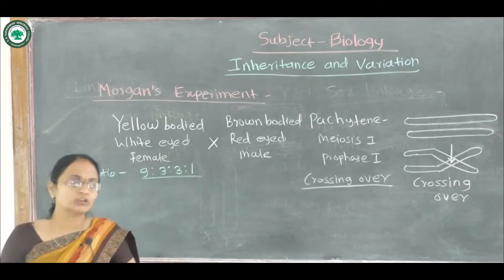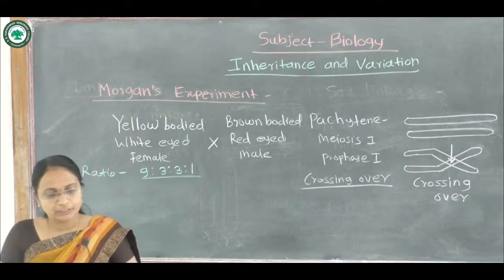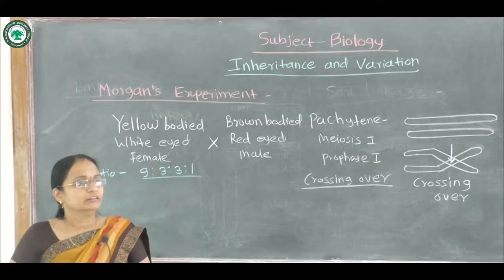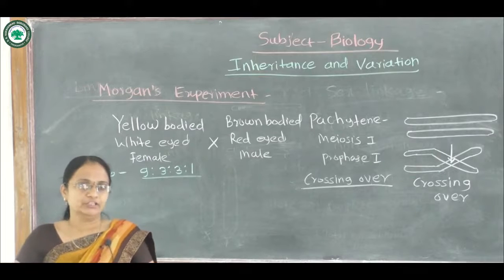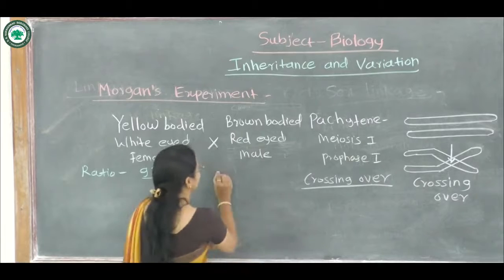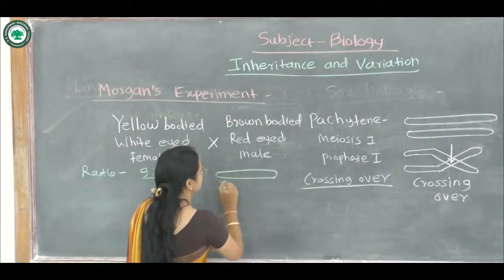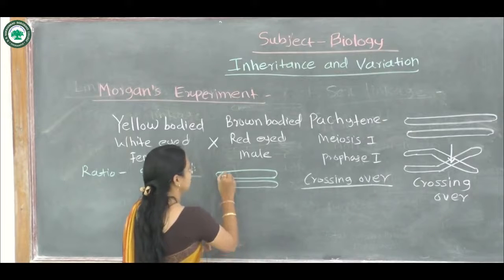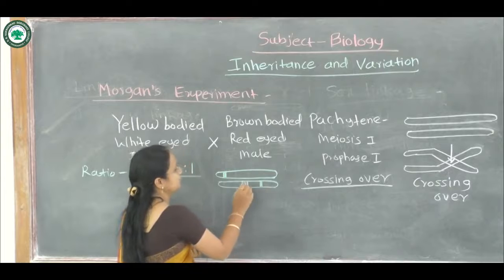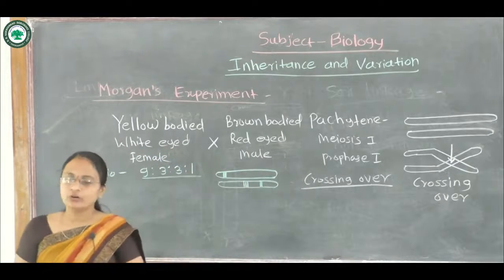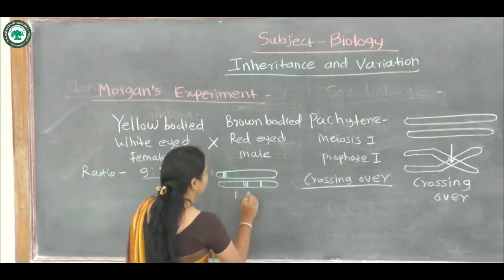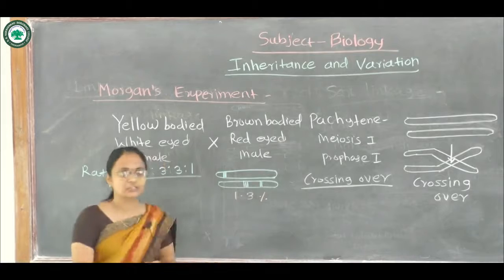What he concluded during this experiment was that genes which are strongly linked show less recombination. Means the genes which are very closely located on the chromosome can show a lower percentage of recombination, and in this case they found only 1.3% recombination.